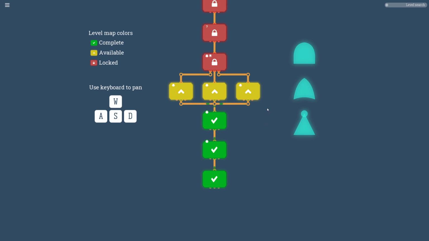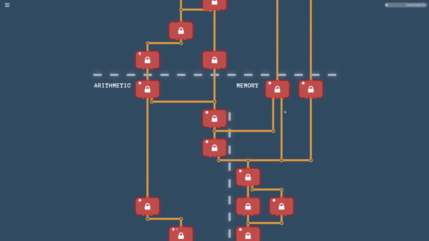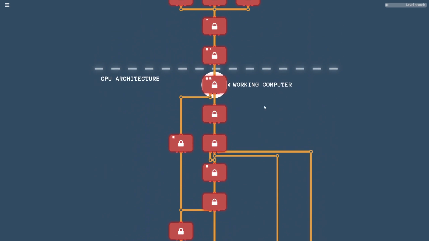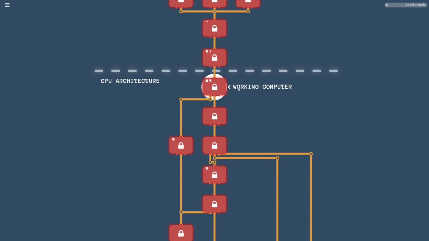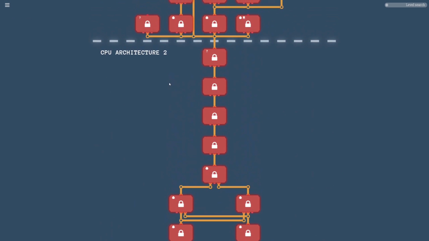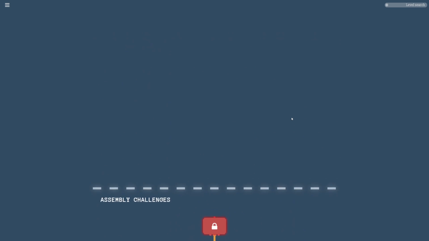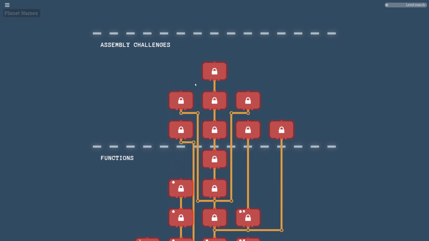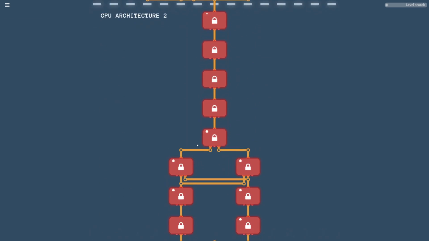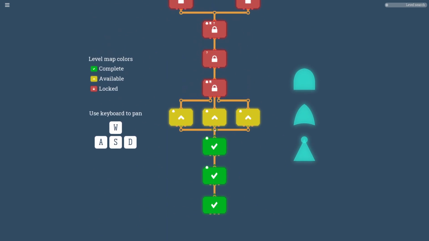Oh, hold on. Level map: colors, basic logic, arithmetic and memory, CPU architecture, working computer, programming, CPU architecture 2, functions, assembly challenges. There's a lot in this game. All right, so we're going all the way up to assembly challenges. I am really excited. Let's do a couple more levels here.